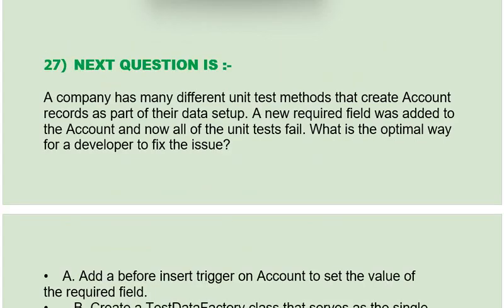Question is, a company has many different unit test methods that create account records as part of their data setup. A new required field was added to the account and now all of the unit tests fail. What is the optimal way for a developer to fix the issue?